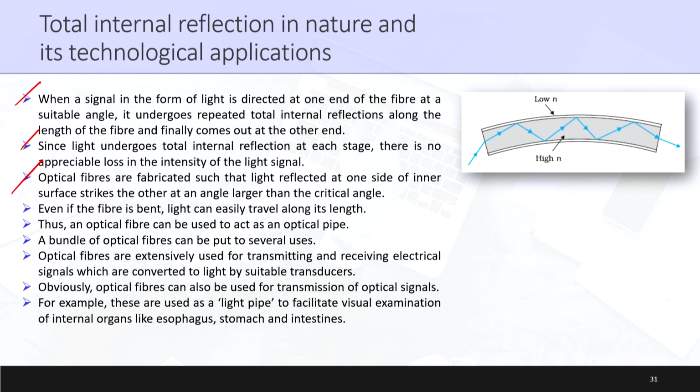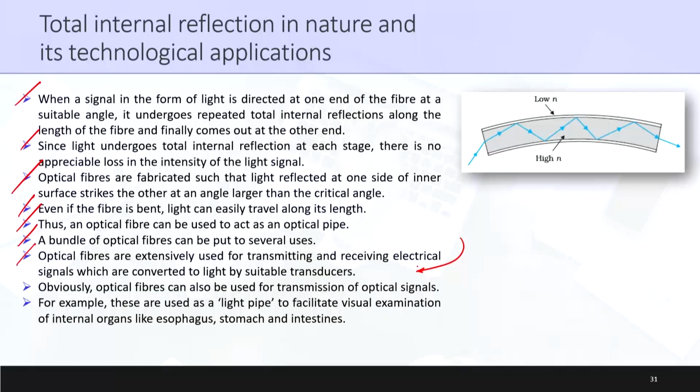Even if the fiber is bent, light can easily travel along its length. Thus, an optical fiber can be used as an optical pipe also. Fine. A bundle of optical fibers can be put to several uses. So, what are these uses? Optical fibers are extensively used for transmitting and receiving electrical signals which are converted to light by suitable transducers. The basics of this will be explained to you when the chapter of electrical signals and communication systems is explained.